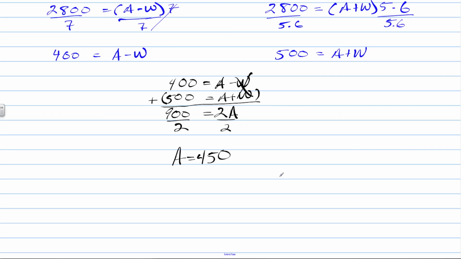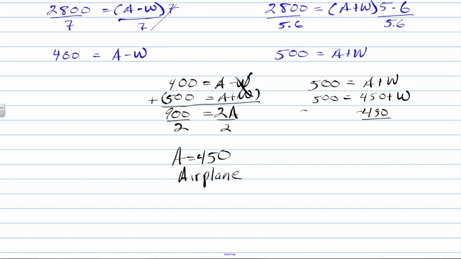Now that I know A is equal to 450, this is the airplane's average speed. I can go back and solve for the average wind speed. Now I can use any of the equations, and I'm just going to use this one, 500 is equal to A plus W. And substituting that in, we have 500 is equal to 450 plus W. We subtract 450 from each side. And that gives us W is equal to 50. So the wind speed here is 50.